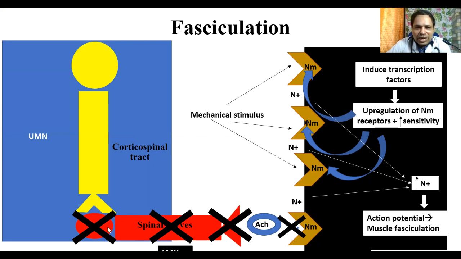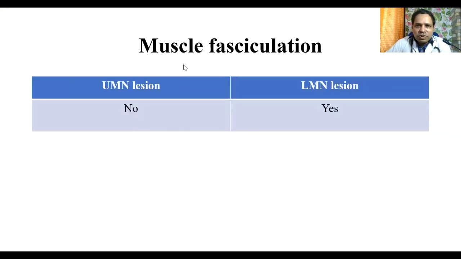That is seen only in the lower motor neuron lesion, but not in the upper motor neuron lesion. Right? We got the difference. So muscle fasciculation: upper motor neuron lesion, no. Lower motor neuron lesion, yes. Right?